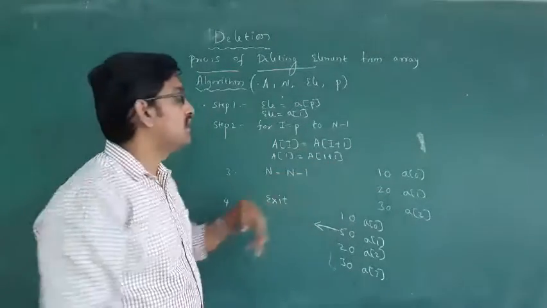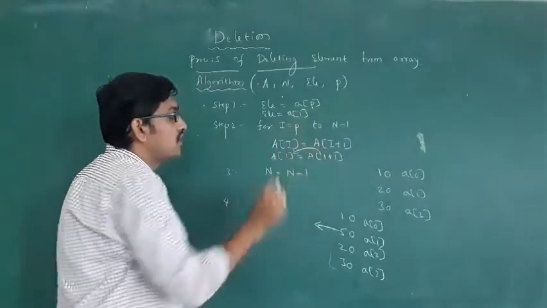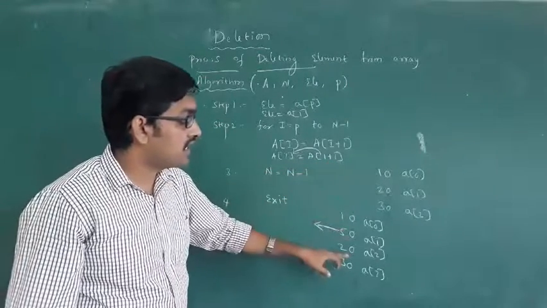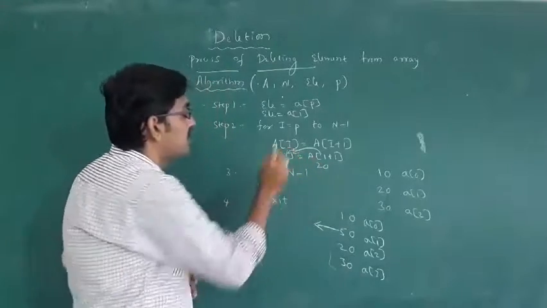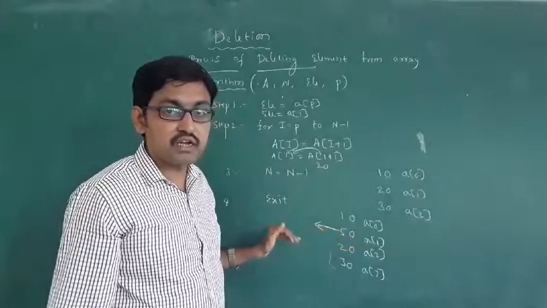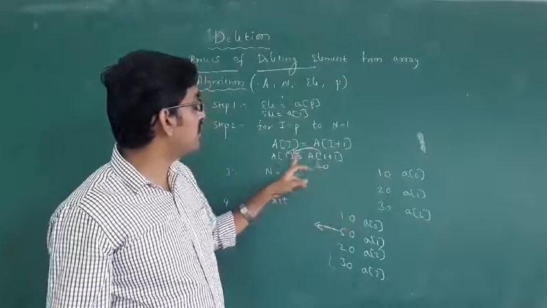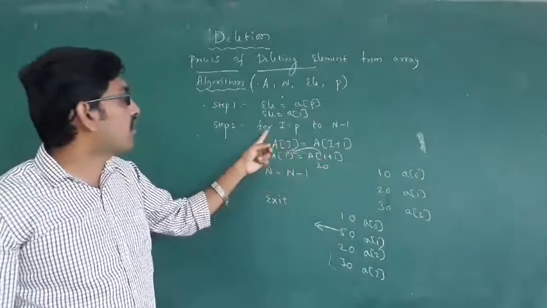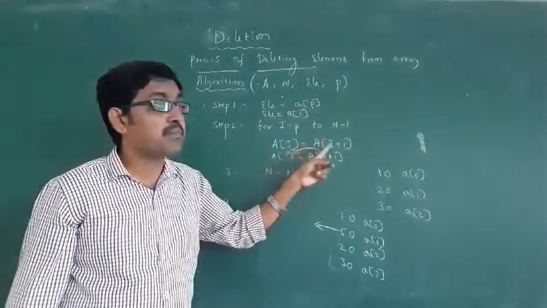See, the higher order elements come to lower order. A of 1, A of 2, what is there? A of 2 means 20. 20 will come to A of 1. See, when 50 is deleted, 20 will come to A of 1. Okay, this is the formula you have to remember. For I equal to P to n minus 1, A of I equal to A of I plus 1.